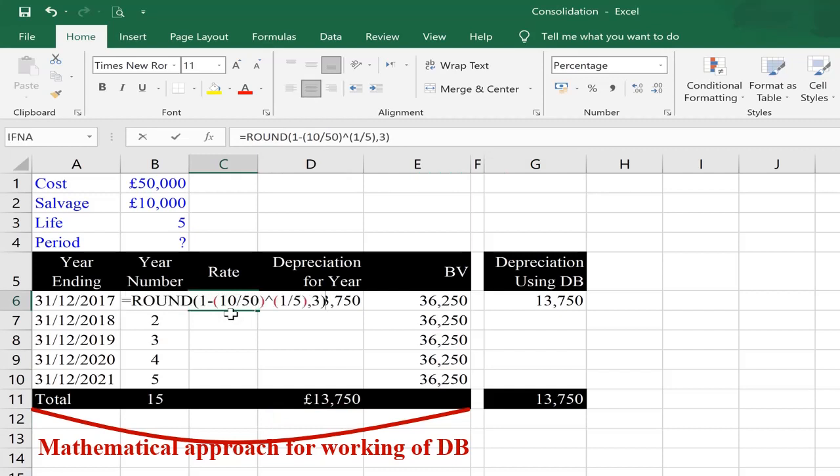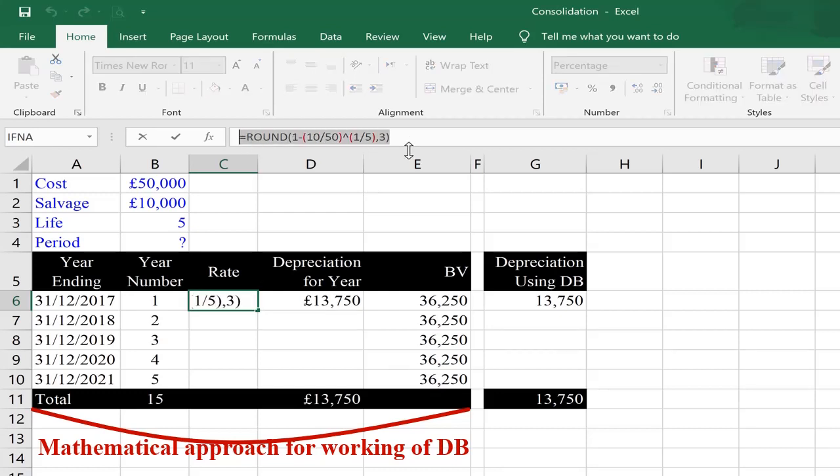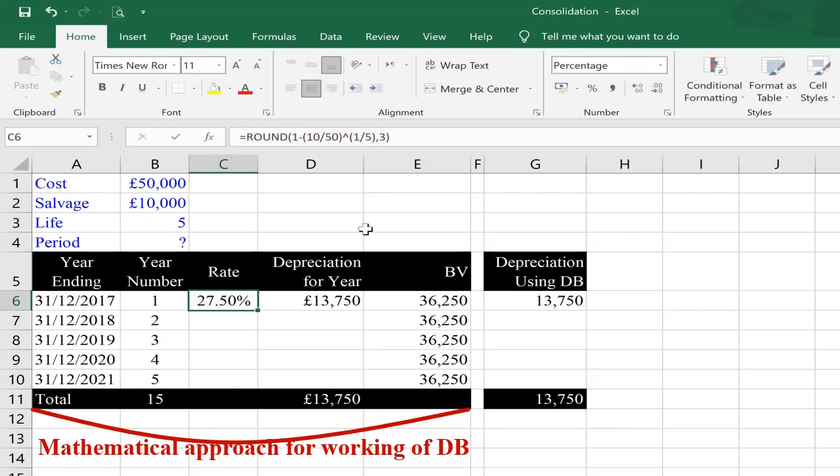I already have calculated the rate, and this rate is calculated with the help of the round function. So we have rounded up to 3 decimal places so that the calculation should be accurate. The same rate will be applied for all 5 years.